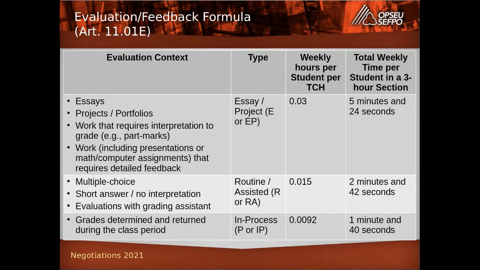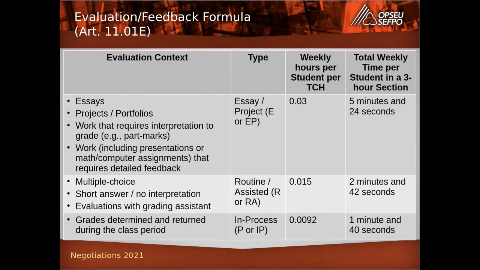And for those types of evaluation, if every assignment in your class was essay or project type, then you would receive 0.03 hours per week, per student, per teaching contact hour. What that means is quite simply, in a 3-hour section, if it was 100% essay type of evaluation, then you would be looking at receiving 5 minutes and 24 seconds for grading and providing feedback to each student each week.